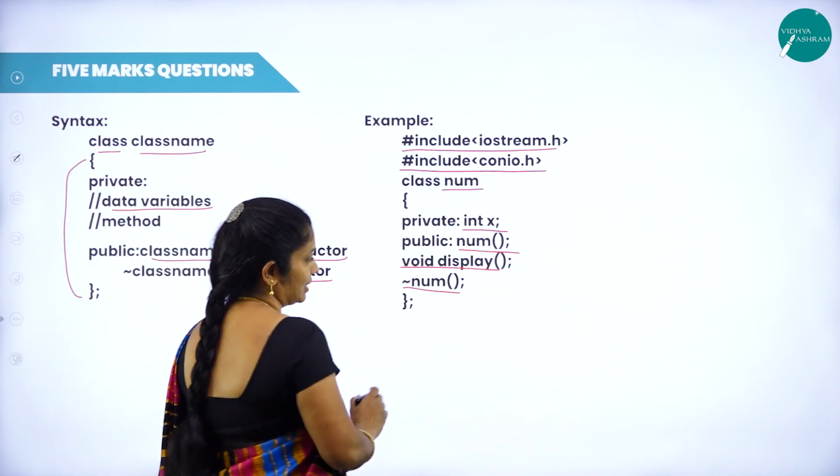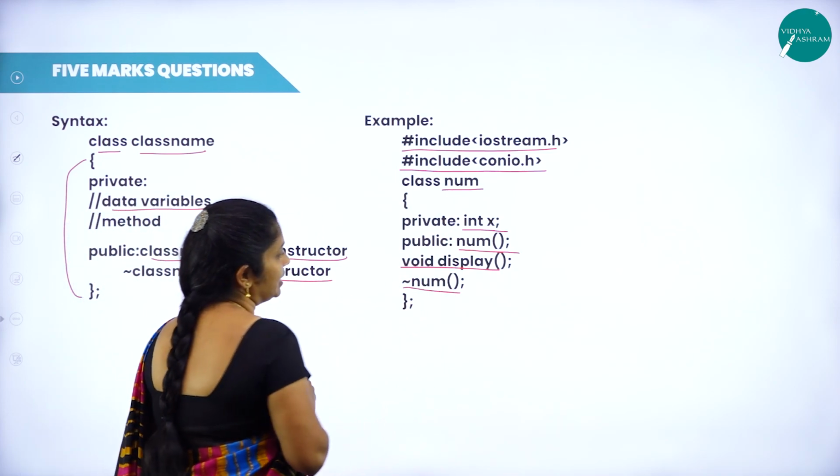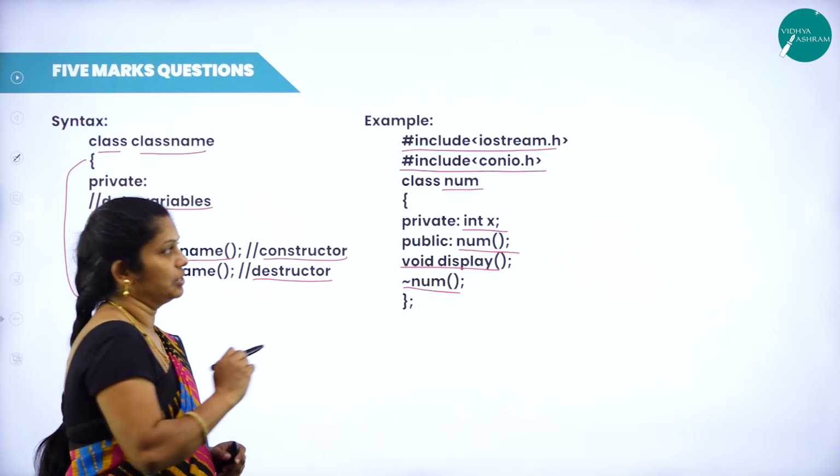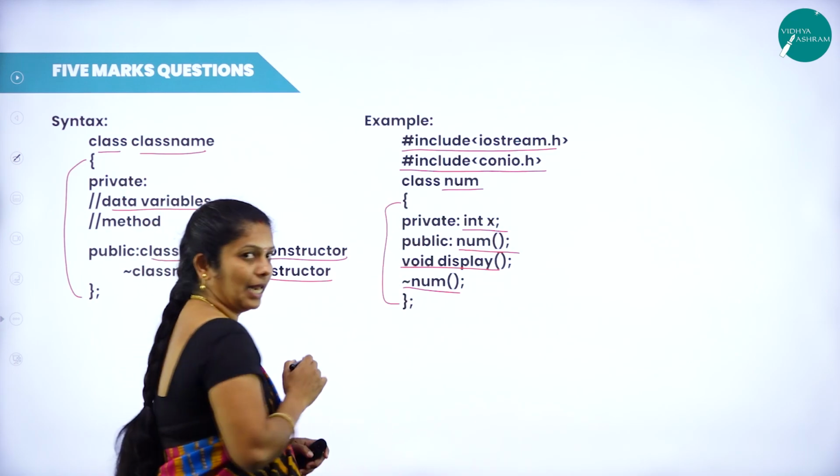Here also num, class name, here also num. But it is preceded by the tilde operator. From this I can say that it is a destructor function. Then here we are closing the class.